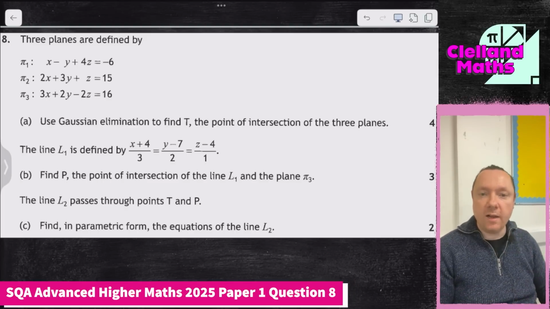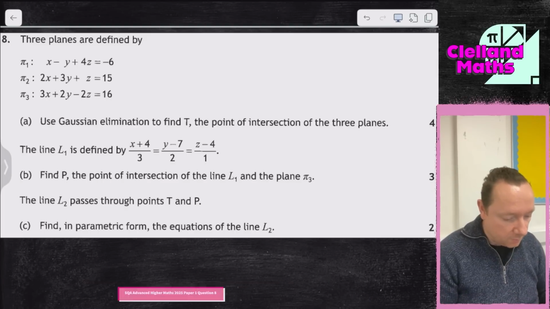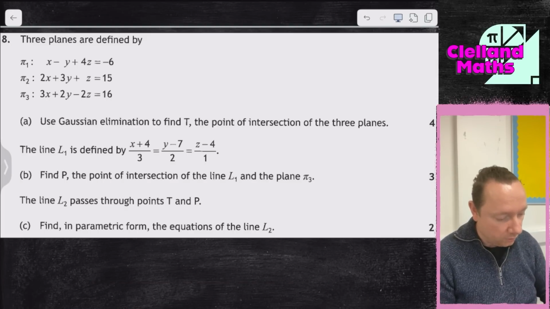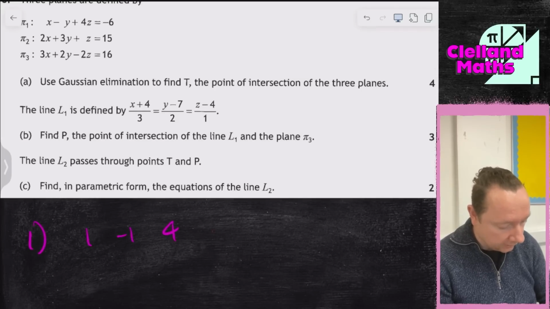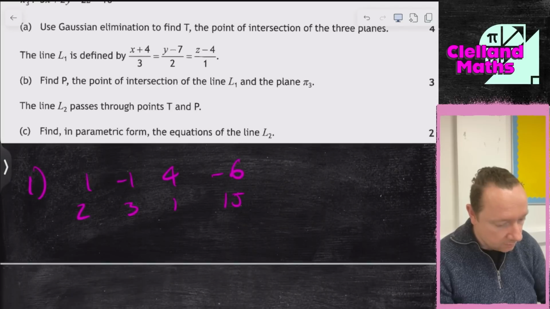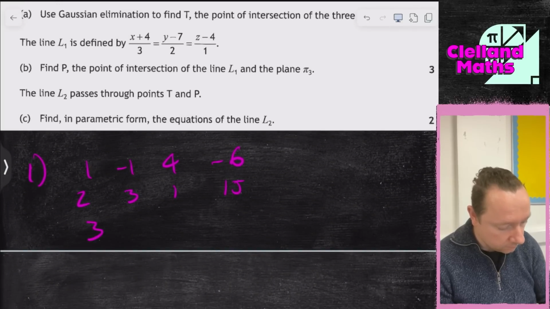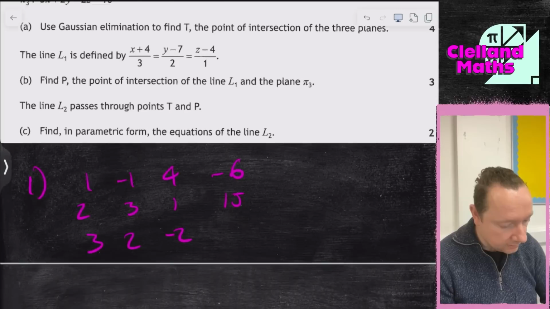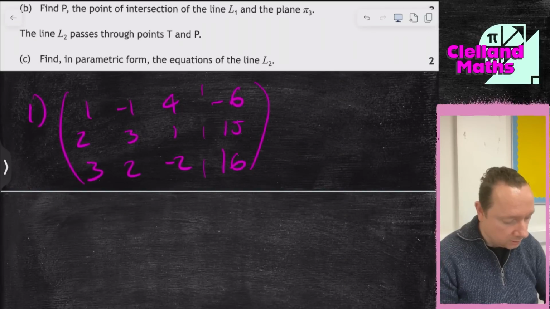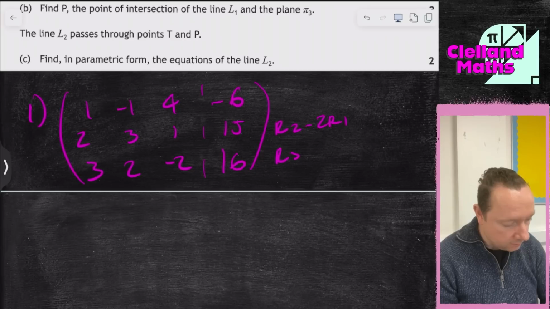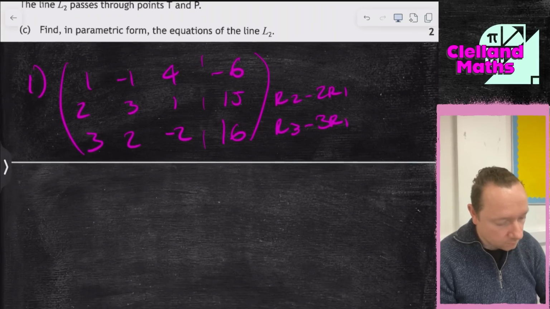SQA Advanced Higher Maths 2025, paper 1, question 8. These three planes are given by this. Use Gaussian elimination to find the point of intersection. It literally tells you what to do. So we've got 1, -1, 4, -6, 2, 3, 1, 15, 3, 2, -2, and 16. So we want to get zeros in the first two positions where the 2 and 3 are. So I'll do row 2 minus 2 row 1 and row 3 minus 3 row 1.